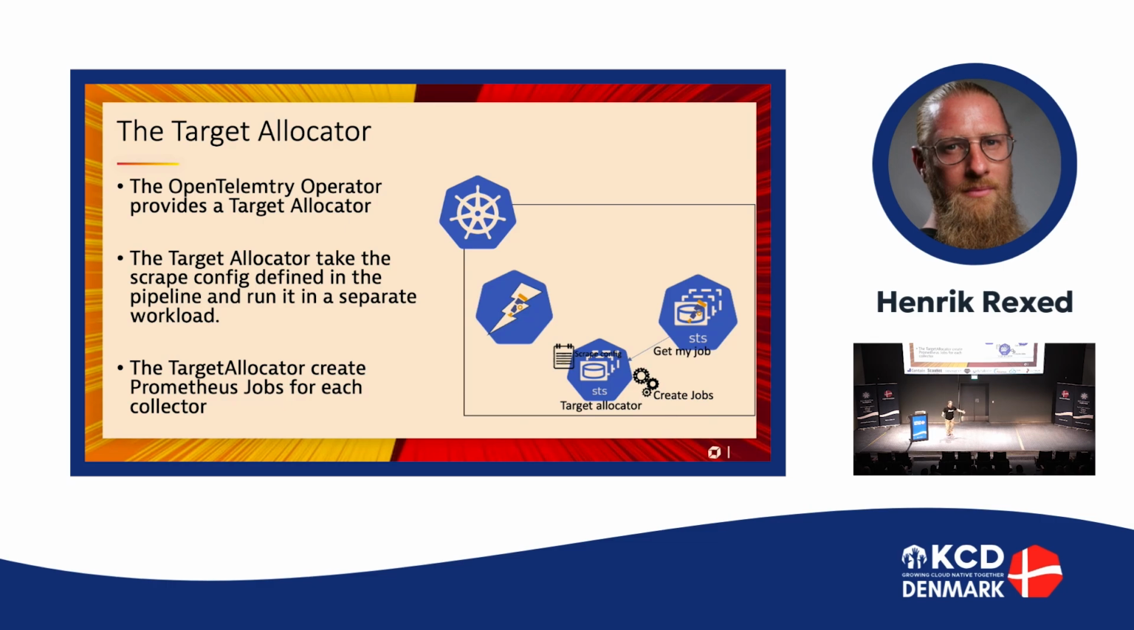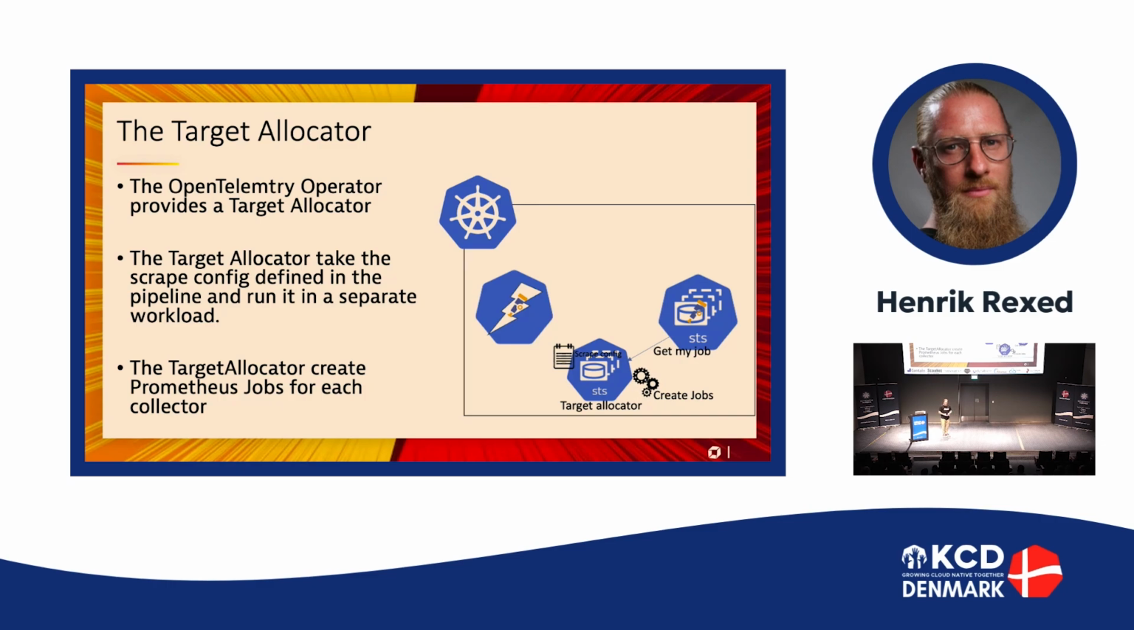Then it asks, how many collectors do you have? Okay, 4. So I'm going to split it equally into 4 jobs for the 4 collectors. And then at the end, each collector just makes an HTTP request to the target allocator, saying give me my jobs, so it doesn't have to explore. And then it's basically straightforward.